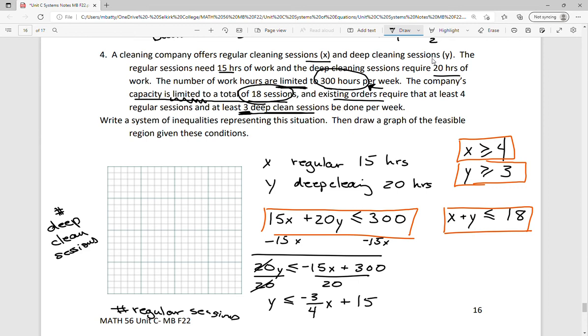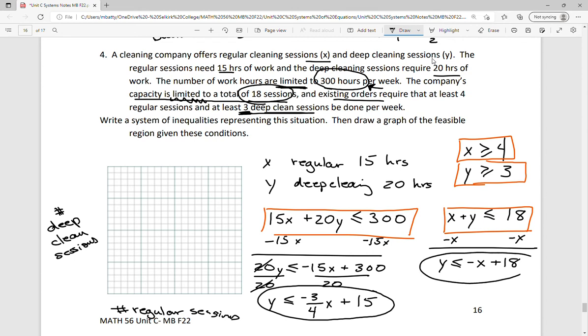So this is going to tell me that I have to go up to at least 15 on my y-axis. So I'm going to graph this, but before I label my axes, I'm going to finish up with this one. I'd subtract x from both sides. I'd have y less than or equal to negative x plus 18. So that one tells me now, if I graph this one first, it has the higher x or y intercept. So I could go 5, 10, 15, and 20.